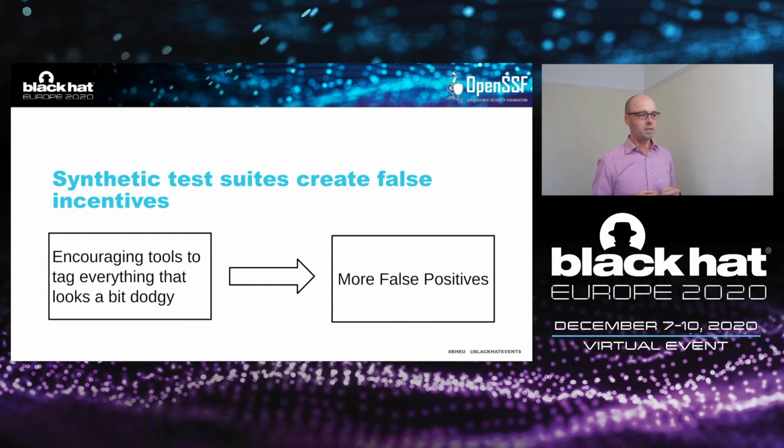My opinion is that synthetic test suites create false incentives. The problem with all of them, even something as high quality as Juice Shop, is that they encourage tools to tag everything that looks a bit dodgy. And the problem that creates is that when you then run that tool on real code, they tend to produce a lot of false positives. And developers really don't like false positives. If your vulnerability scanning tool is too noisy, then they're just going to start ignoring it, which defeats the point of having the tool in the first place.